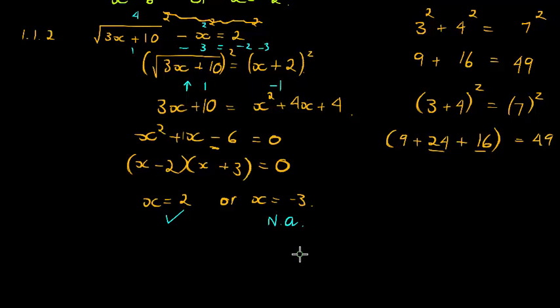Okay, let's do question 1.1.3. Okay, so 1.1.3. Any questions about the previous one? Okay. In question 1.1.3, they give us 3 to the power of x squared plus 2x is equal to 1. Any ideas? Yeah?